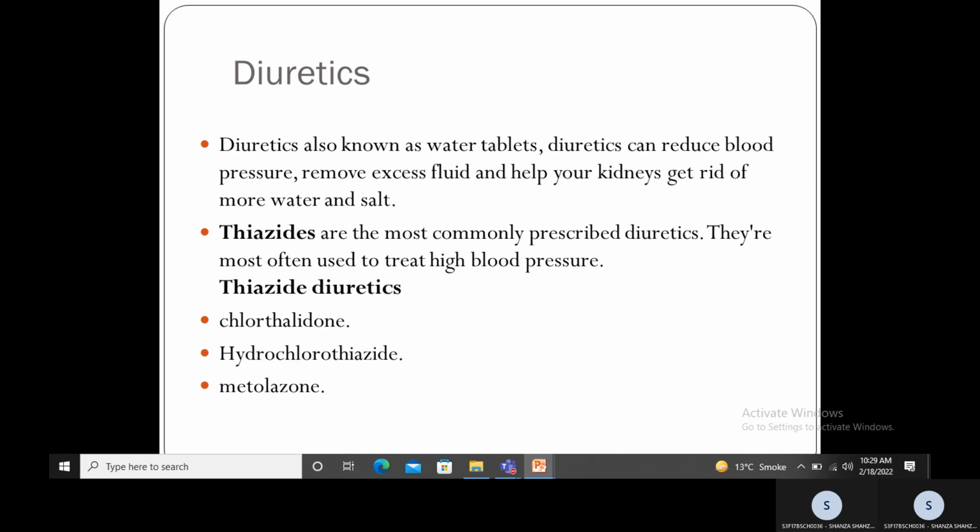The first is the diuretics. Diuretics are also known as water tablets. Diuretics can reduce blood pressure, remove excess fluid, and help your kidney get rid of more water and salt. The most common diuretic is a thiazide. Thiazides are the most commonly prescribed diuretics. They are most often used to treat high blood pressure. Some thiazide diuretics are chlorthalidone, hydrochlorothiazide, and metolazone.